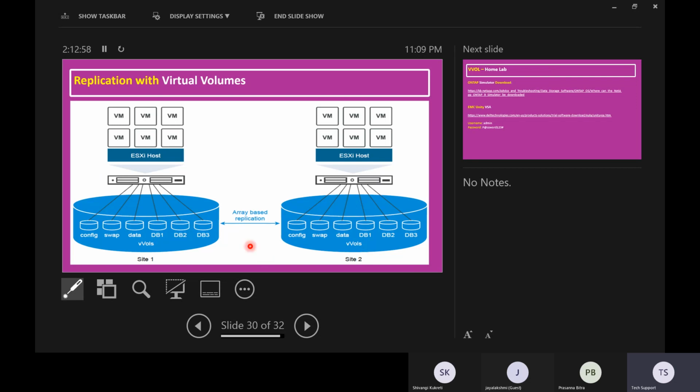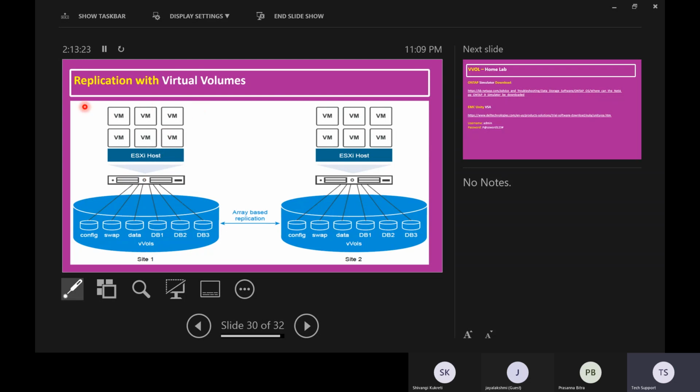The purpose of replication is, here I have one storage array. This storage array consists of multiple virtual volumes. This virtual volume means the DB1 VM has one volume, and other data VM, swap VM, multiple virtual volumes are created in a storage container. And this storage container is connected to the ESXi host. On top of ESXi, we have a production virtual machine.